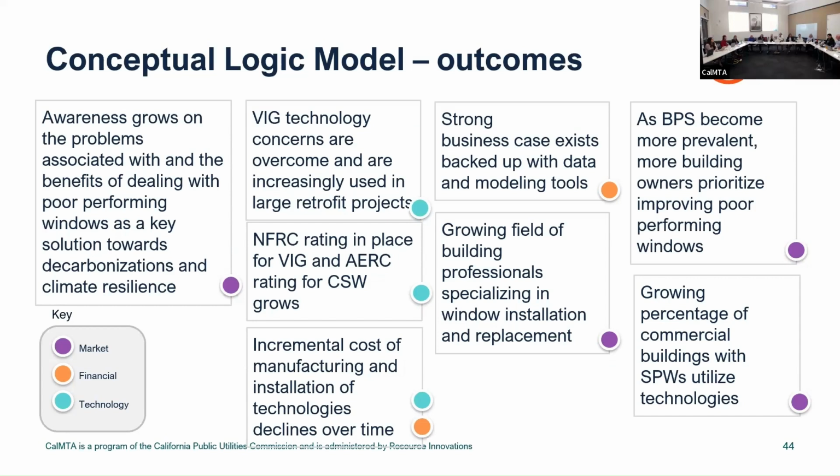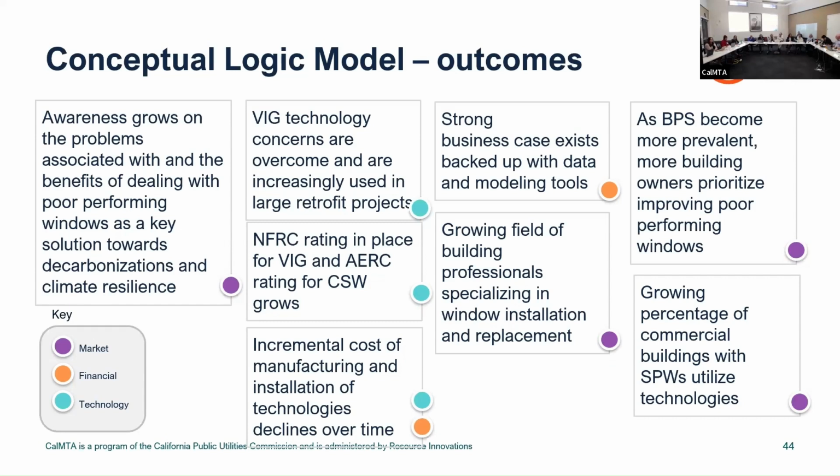Growing field of business, building professionals, specializing in this type of technology. Right now for secondary glazing, it's largely the secondary window manufacturers providing that skilled installation. That's not a scalable solution, so we need to engage the workforce to be able to do this. Using BPS, not as the only lever, but certainly a significant lever. And then if we do all of this successfully, we'll see a more common reliance on utilizing these types of solutions for improving overall building performance.